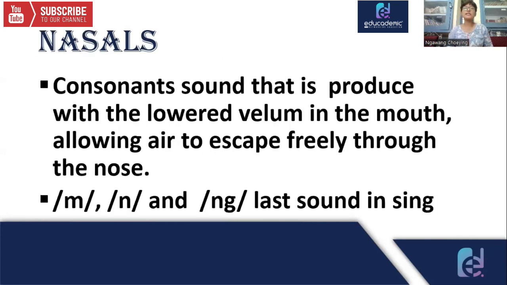Then comes the nasal part. Now nasal is under the sonorant sounds. Usually when we produce a sound, we produce it with our mouth, as in p, b, k, g. On the other hand, there are some consonant sounds that we produce using the nose, as in m, n. When we produce m and n, we see that we use the sound produced with the help of the nose.